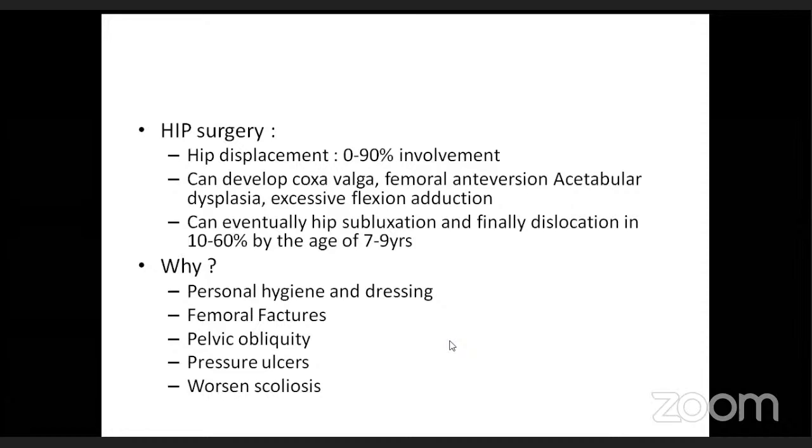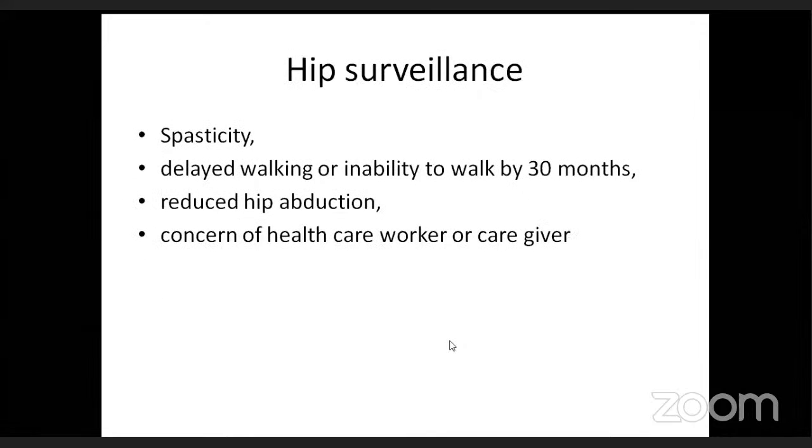Now hip. Now, hip displacement, up to 90% of children can have hip involvement and displacement, and hence the child can develop coxa valga, femoral anteversion, acetabular dysplasia, excessive flexion adduction, which can eventually lead to hip subluxation and finally dislocation in around 60% of patients by the age of 7 to 9 years. So I think that is the age group which you have to intervene in terms of hip. And why you have to see the hip, because it affects the personal hygiene and the dressing of the child. It can contribute to femoral fractures, pelvic obliquity, pressure ulcers, and it can worsen scoliosis, which will require further treatments by the orthopedics.